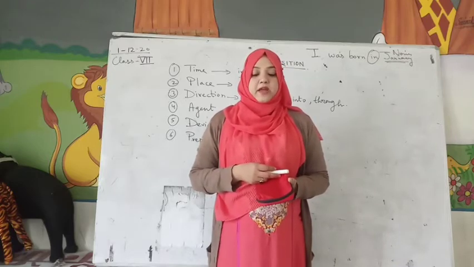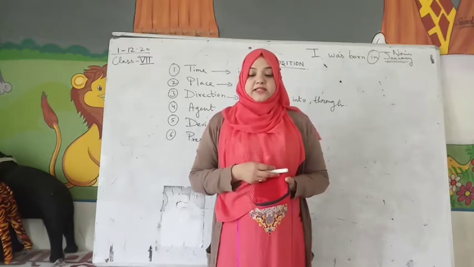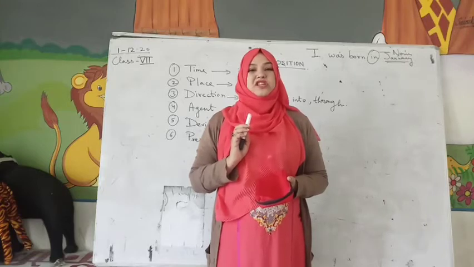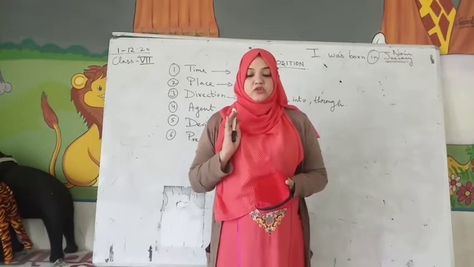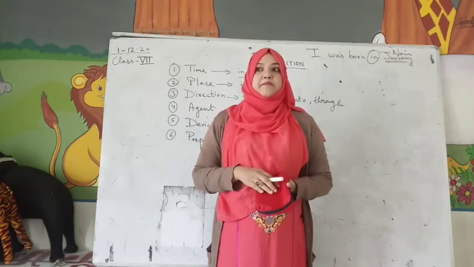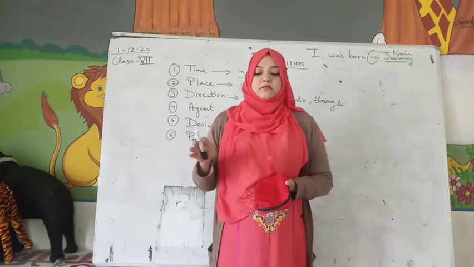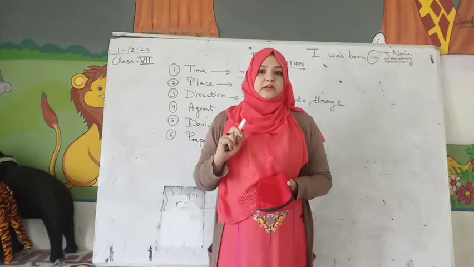Okay. So if the book is on the table, you should know where it is. Okay. Now another is at. It shows specific place. So for example, my parents are standing at the entrance of the school.